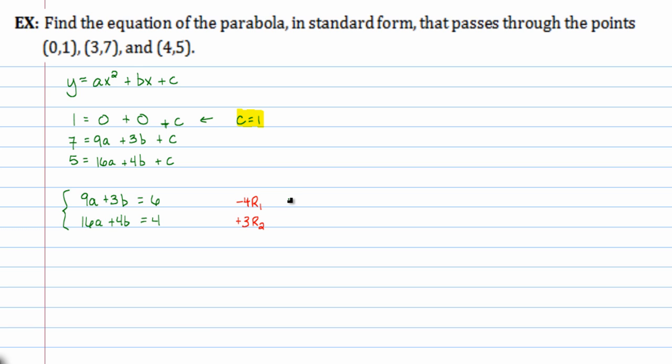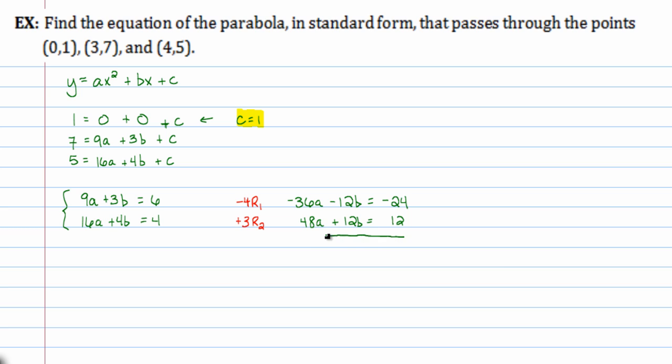So let me write those temporary equations. I get a negative 36a minus 12b is equal to a negative 24. Don't forget to multiply both sides of row 1 by that negative 4. That's a very common mistake. And now I'm going to multiply both sides of row 2 by positive 3. That's 48a plus 12b is equal to 12.